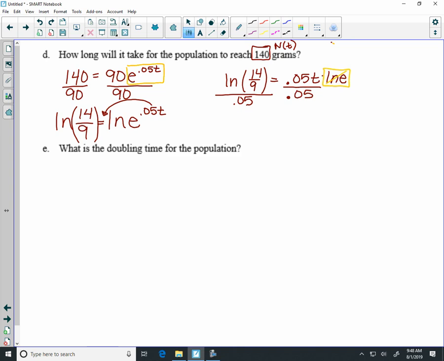That you can absolutely do in 2 steps in your calculator if you would like. Do ln of 14/9, enter, divide by 0.05. When you do that, you should get 8.837 days.